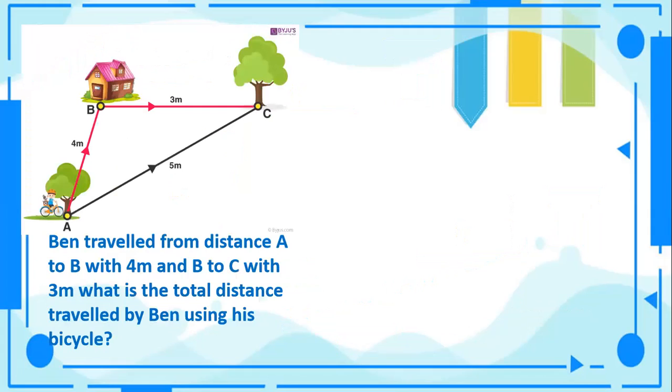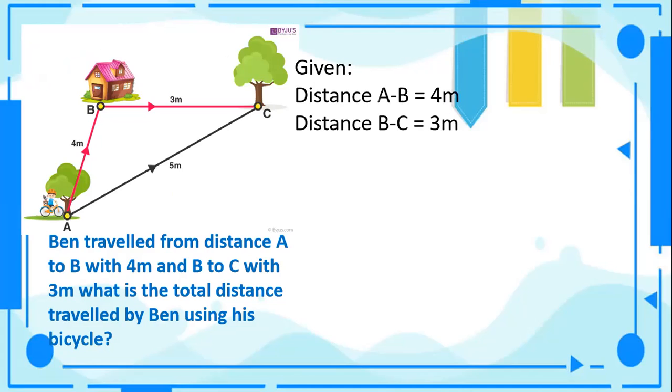Example, Ben traveled from A to B with 4 meters and B to C with 3 meters. So what is the total distance traveled by Ben using his bicycle? So based from the problem, we have a given of distance AB equals 4 meters and distance BC equals 3 meters. What we need to find is the total distance traveled by Ben using his bicycle.